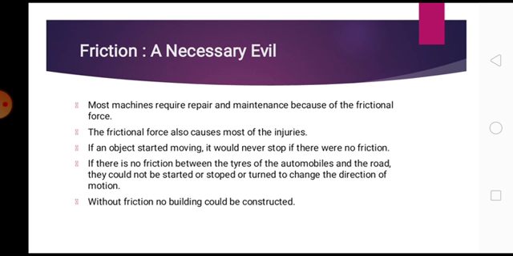If an object started moving, it would never stop if there were no friction. If there would be no friction, then we would continuously move and move. We will never stop. If there is no friction between the tires of the automobiles and the roads, they could not be started or stopped or turned to change the direction of motion. So without friction, we can't change our direction or speed while driving vehicles. Without friction, no building could be constructed. We couldn't construct our homes, towns, houses, and buildings, and many more.